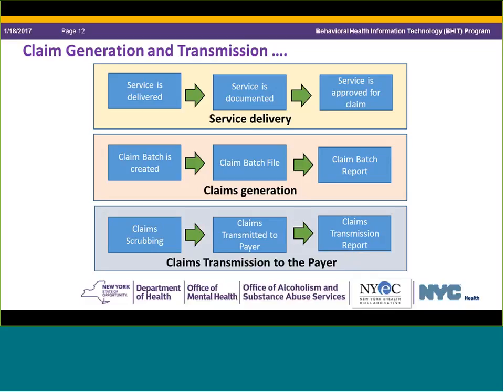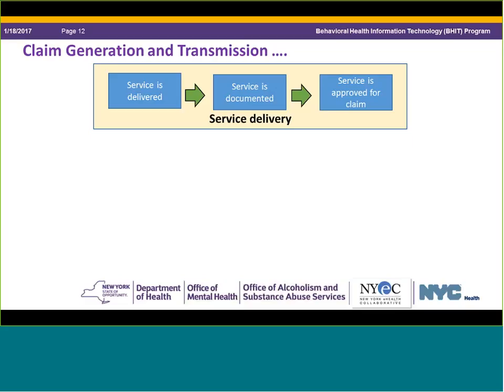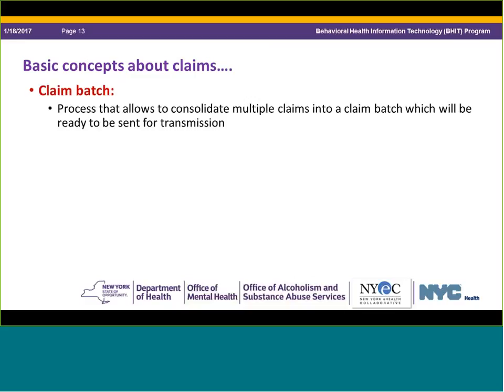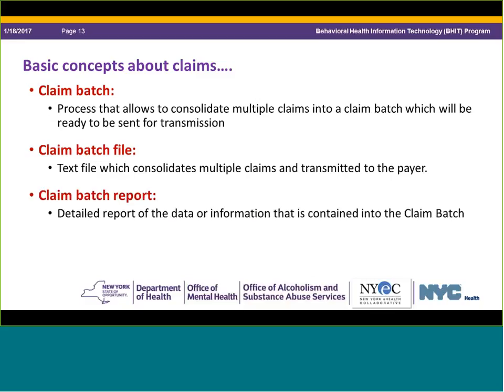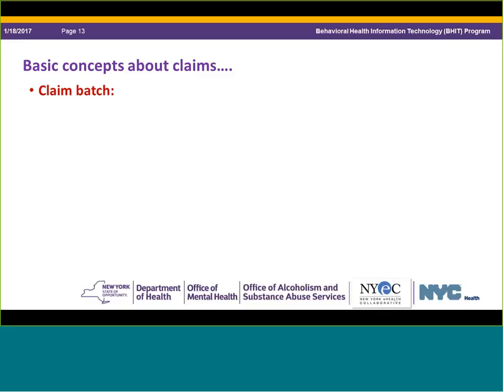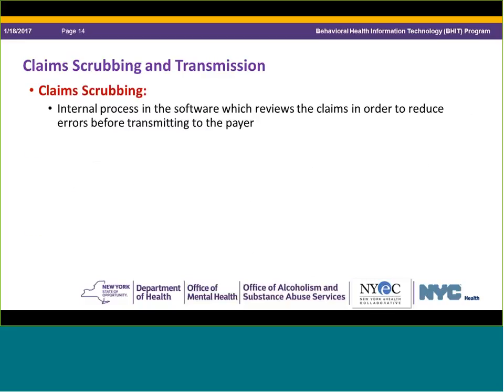Let's keep talking about some things about claims. As we mentioned, the claim batch is a process that consolidates multiple claims into a claim batch, which will be ready for transmission. It goes into a claim batch file, a text file which consolidates multiple claims and transmits it to the payer. The claim batch report will indicate which members are in that batch file. Scrubbing and transmission: the internal process in the software will review the claims in order to reduce errors before transmission to the payer.